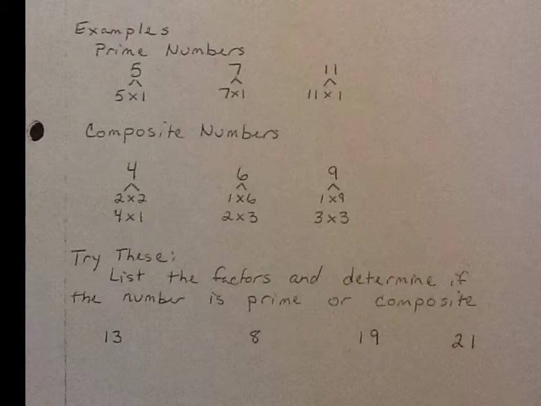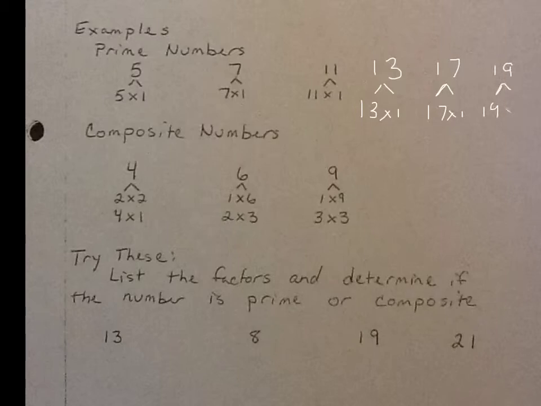Alright, so after 11, you should have 13. Okay, because 13 is only 13 and 1. Okay, 14 is not one, 15 is not one, 16 is not one, 17 is one, because that's only 17 times 1. And then finally, 19 is 19 times 1, and that's it.